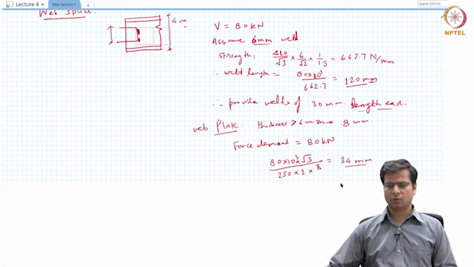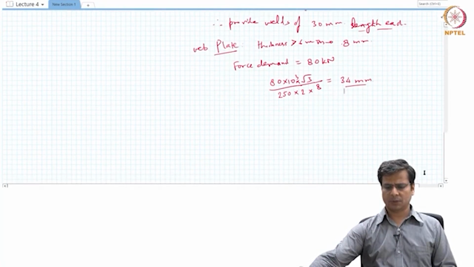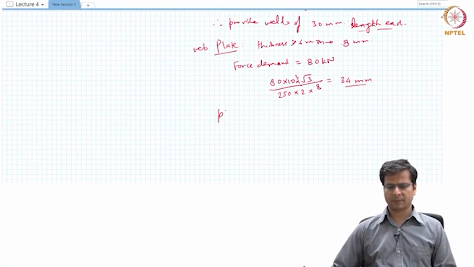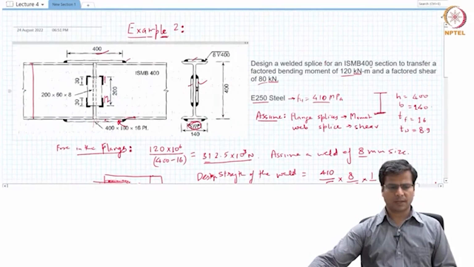Actually, we are planning to provide 2 welds of 30 millimeters each. So, let's provide at least a plate of depth 200 millimeters at least. So, the web splices are 200 millimeter deep and 8 millimeter thick, one on each side, which are supported by these welds of 30 millimeter length and 6 millimeter size. Okay. So that's how this example can be solved, and web splices and flange splices can be designed for the required force and moments.